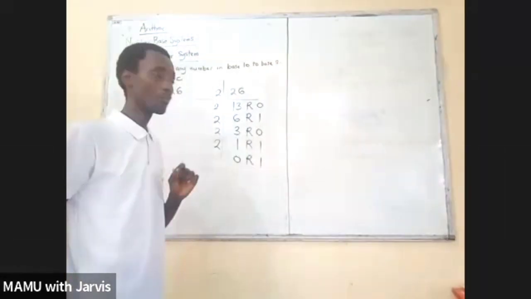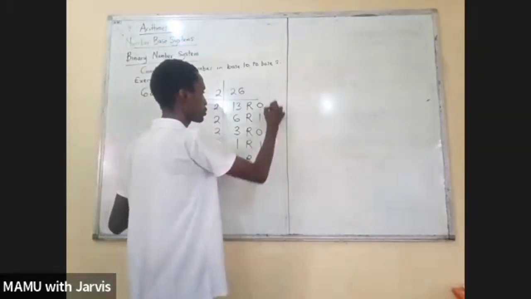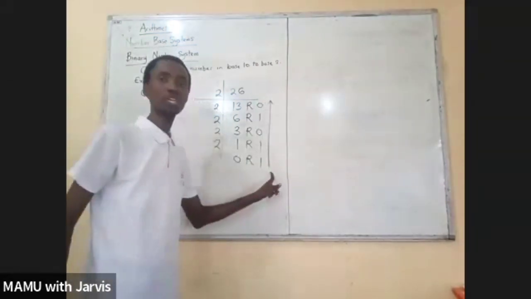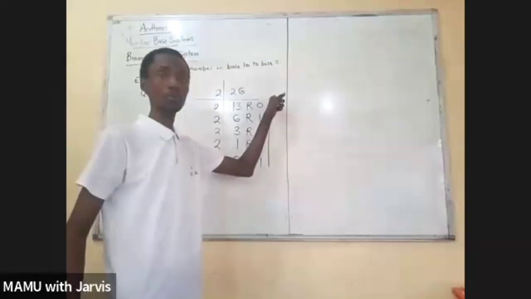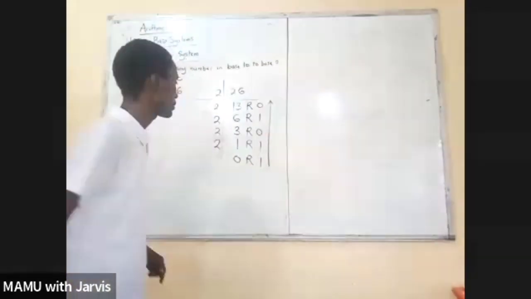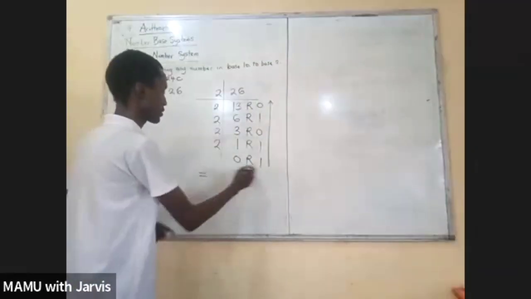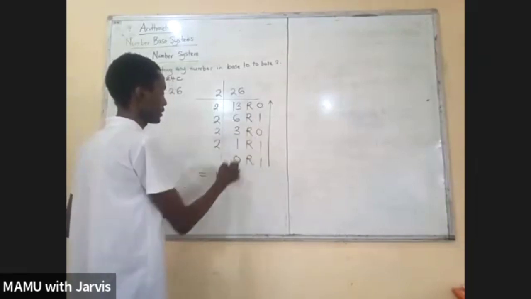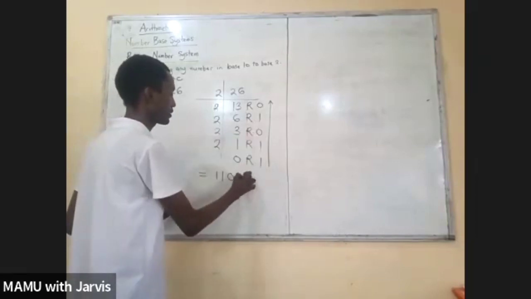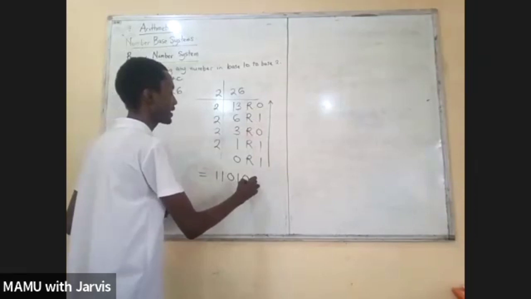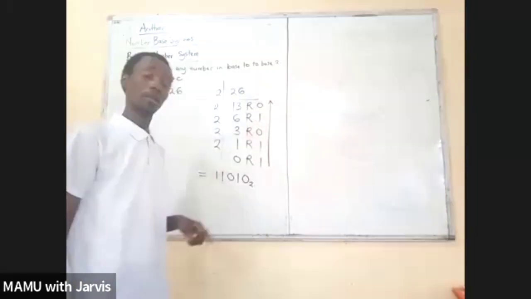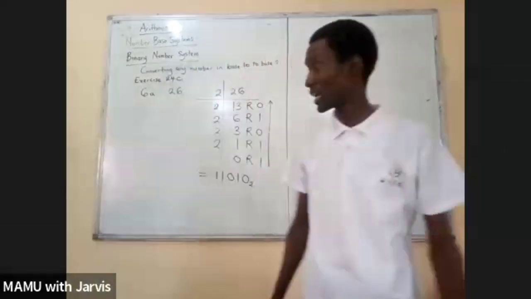The trick after solving is that you read from bottom to top. You climb the hill from the bottom up to the top of the hill. So the answer will be what? 1, 1, 0, 1, 0. And it's in base 2. Remember, this number is not 11,000.